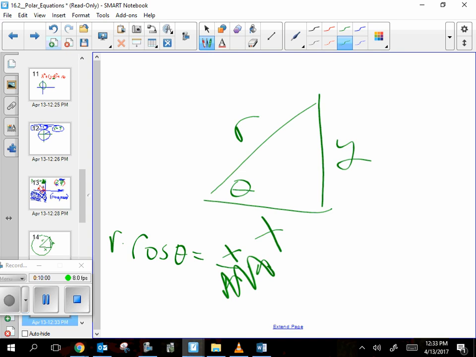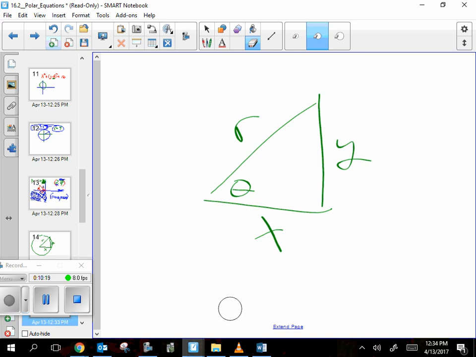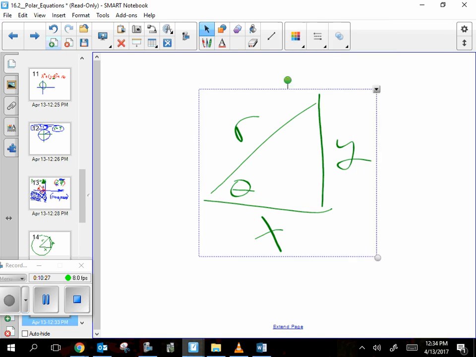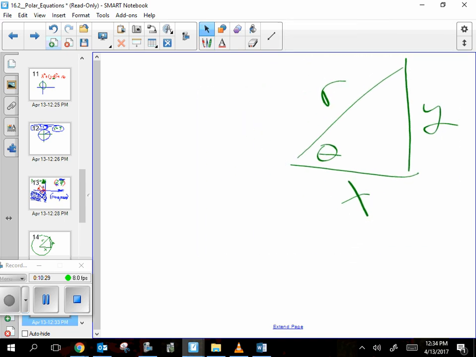Memorize that. X is r cosine theta. Y is what? R sine theta. And x squared plus y squared equals r squared. Now, I want you to see that this one diagram has all those things in it. This one picture has all of that in it. And in fact, it's even got one in it that I haven't said. I'll write down what I have said.